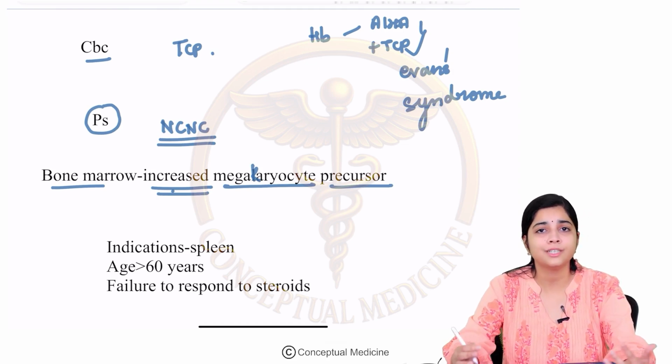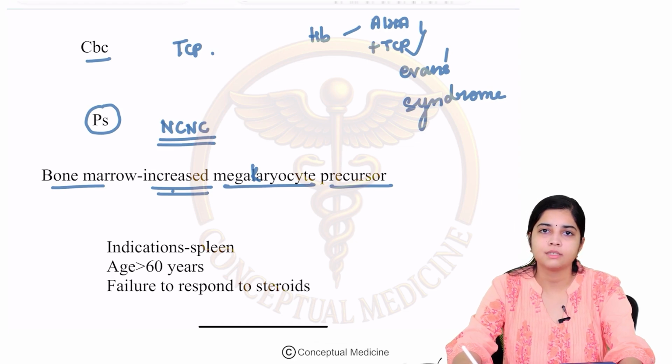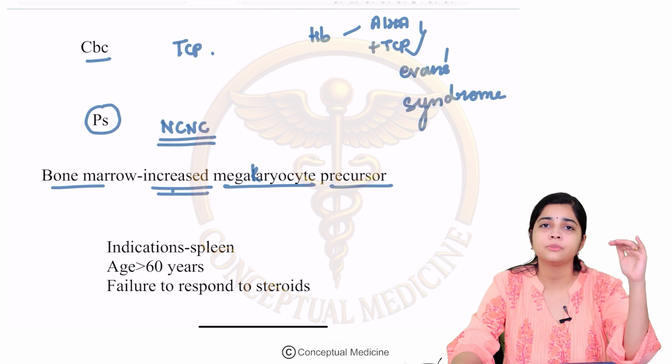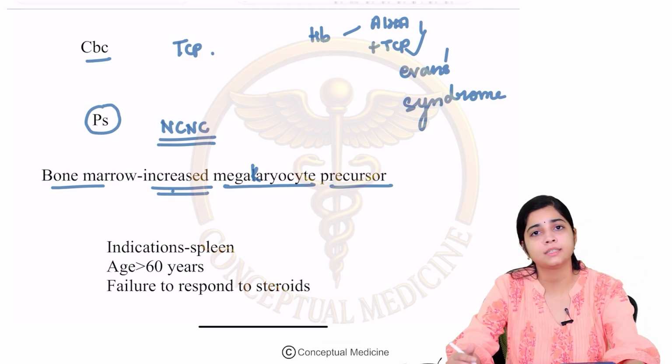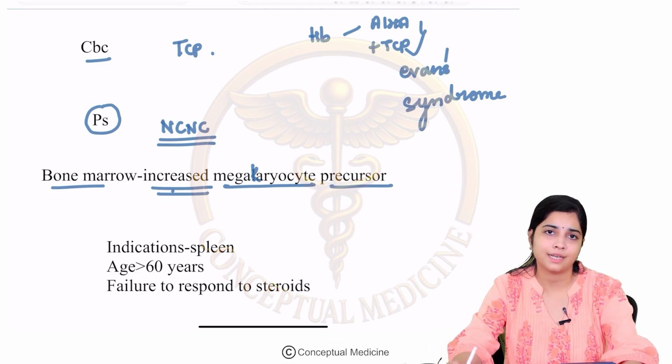Okay. So, do you definitely need a bone marrow for the diagnosis of ITP? The answer is no. ITP is a diagnosis of exclusion. You have to rule out all the causes of thrombocytopenia that we had mentioned, and then only you can diagnose ITP. So bone marrow is not a compulsory test that has to be done.